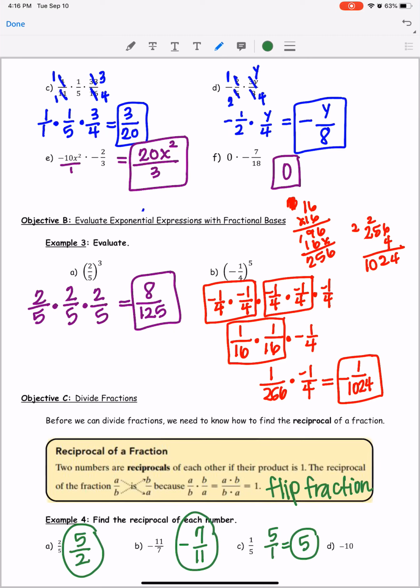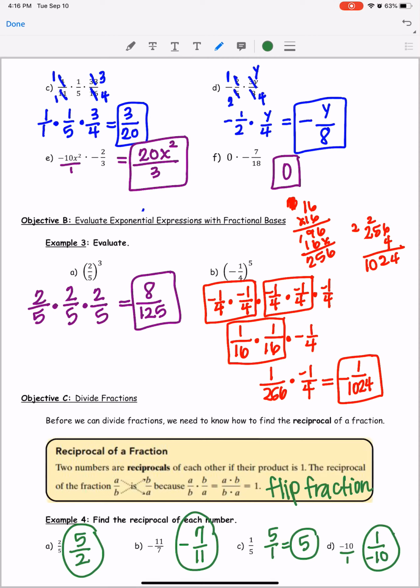So use that information to help you on 10. 10, you don't have a fraction. So how do you make negative 10 into a fraction? Negative 10 over 1. So now when I flip it, instead of it being negative 10 over 1, now it is 1 over negative 10.